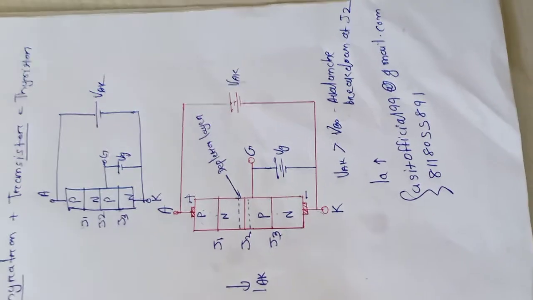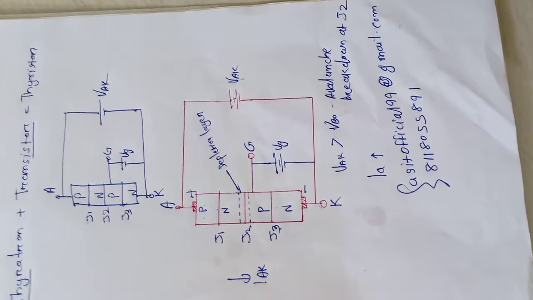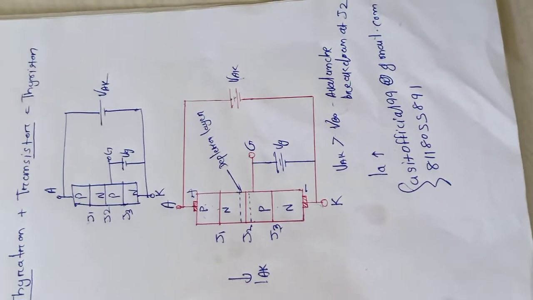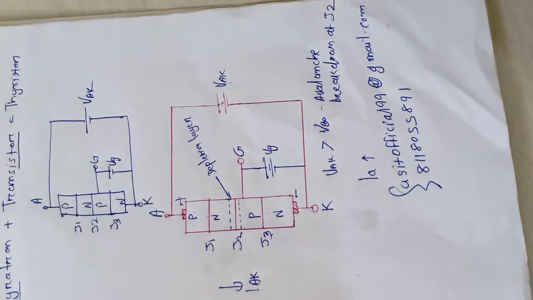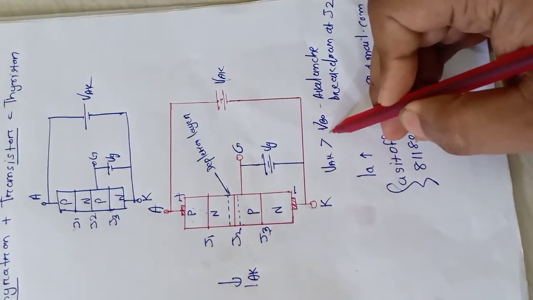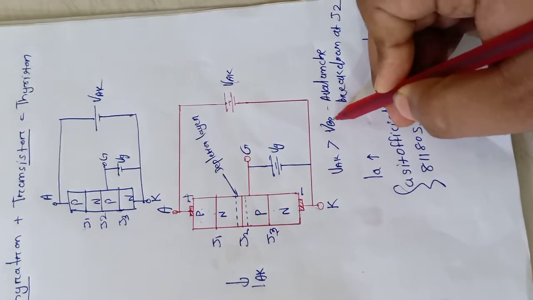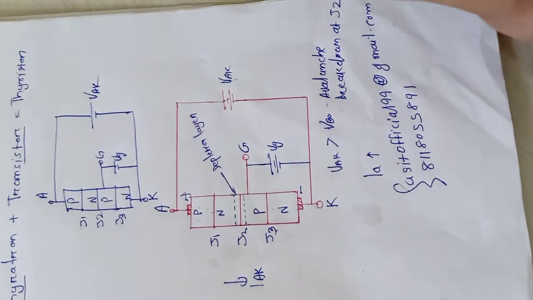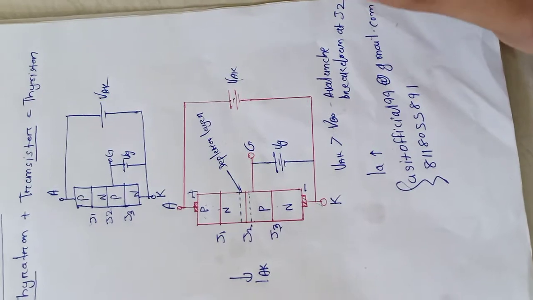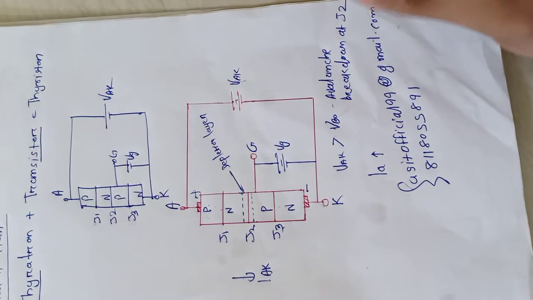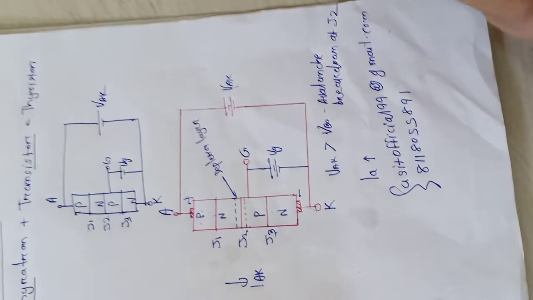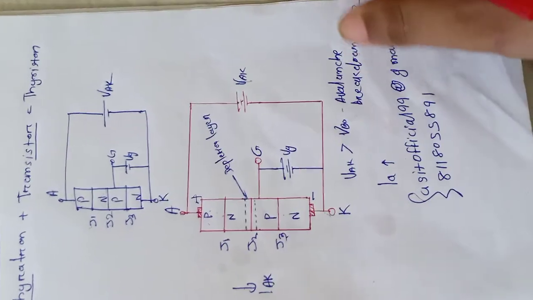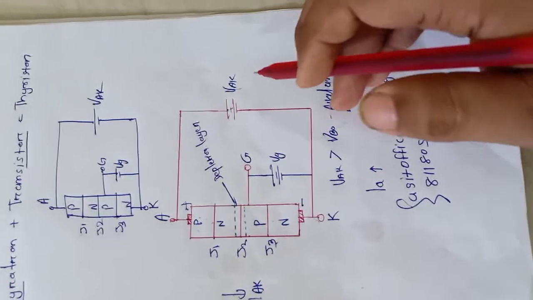the amount of voltage needed to turn on the SCR is called the forward breakover voltage, VBO. What is forward breakover voltage? In forward voltage triggering of SCR, the amount of voltage needed to turn on the SCR is called forward breakover voltage. So forward breakover voltage में क्या होता है?